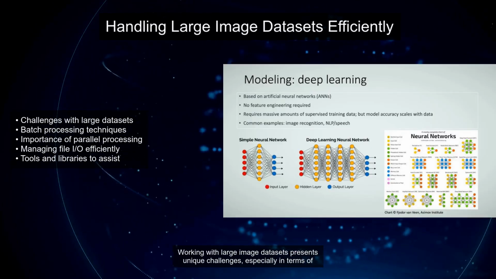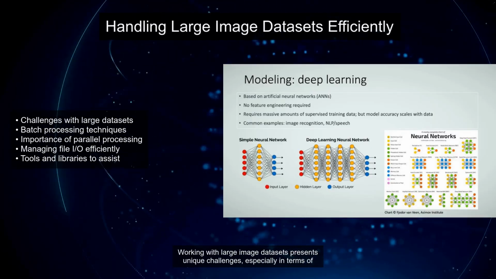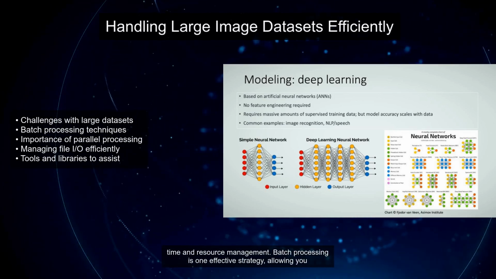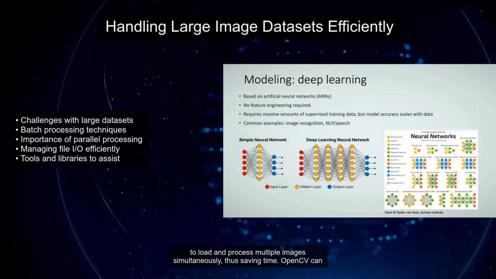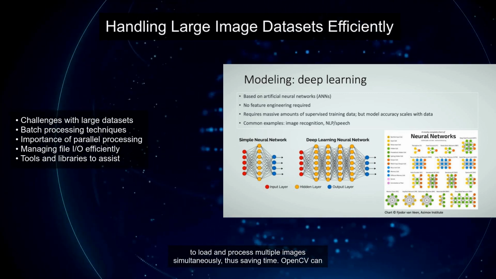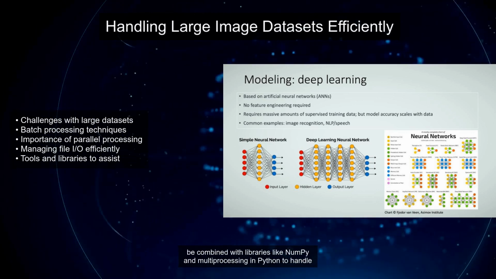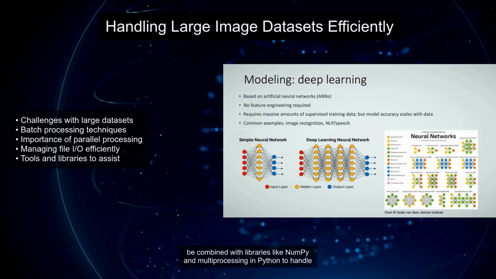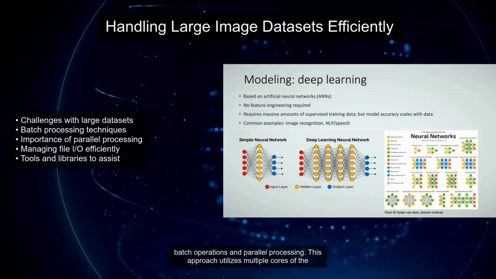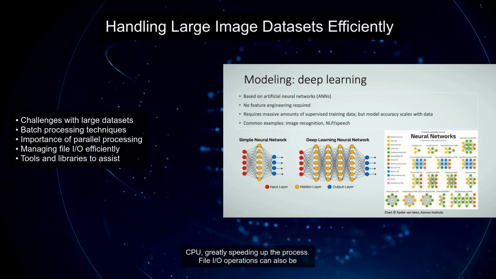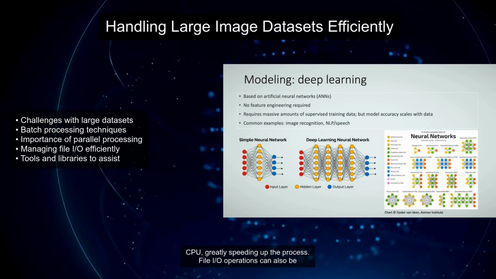Working with large image datasets presents unique challenges, especially in terms of time and resource management. Batch processing is one effective strategy, allowing you to load and process multiple images simultaneously, thus saving time. OpenCV can be combined with libraries like NumPy and multiprocessing in Python to handle batch operations and parallel processing. This approach utilizes multiple cores of the CPU, greatly speeding up the process.